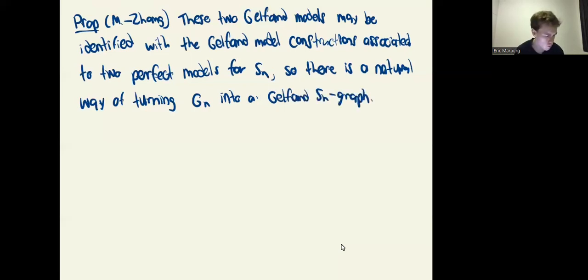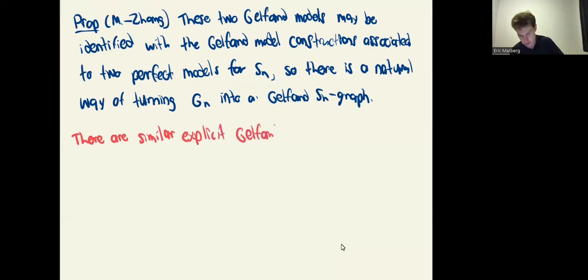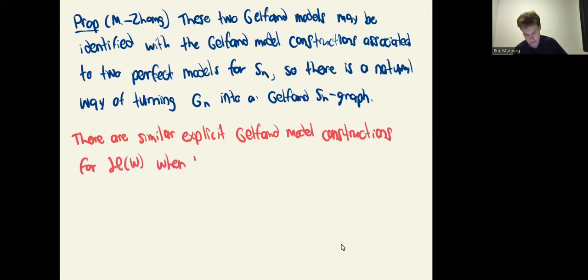In fact, there's two different ways of doing this. Now, I'll also say there are similar explicit Gelfand model constructions for H of W when W is equal to a group of sign permutations or even sign permutations of odd rank.